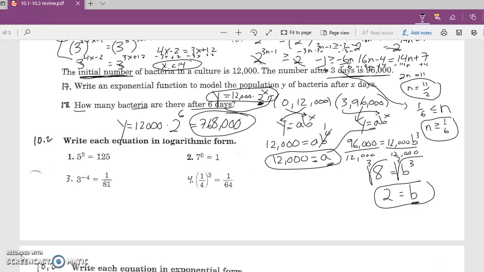Okay. If I said how many bacteria would there be after a month, I would plug in 30 days, and obviously that would be some gargantuan number, probably in the millions or billions, okay?